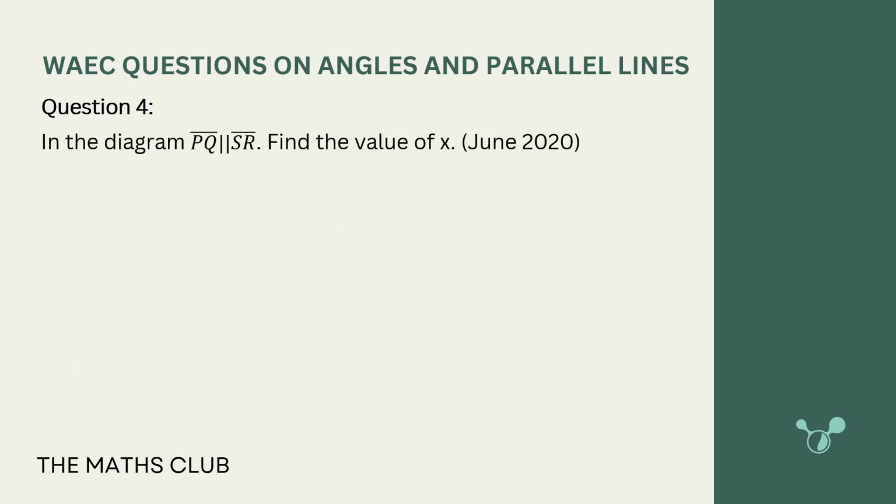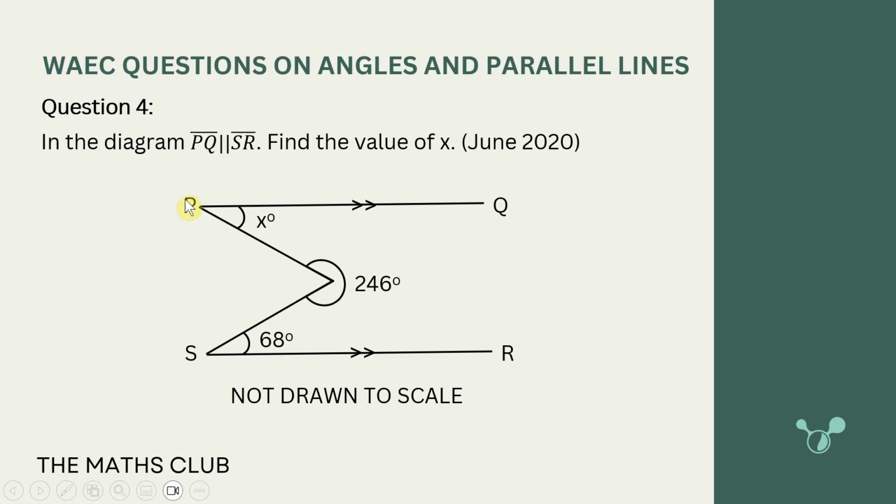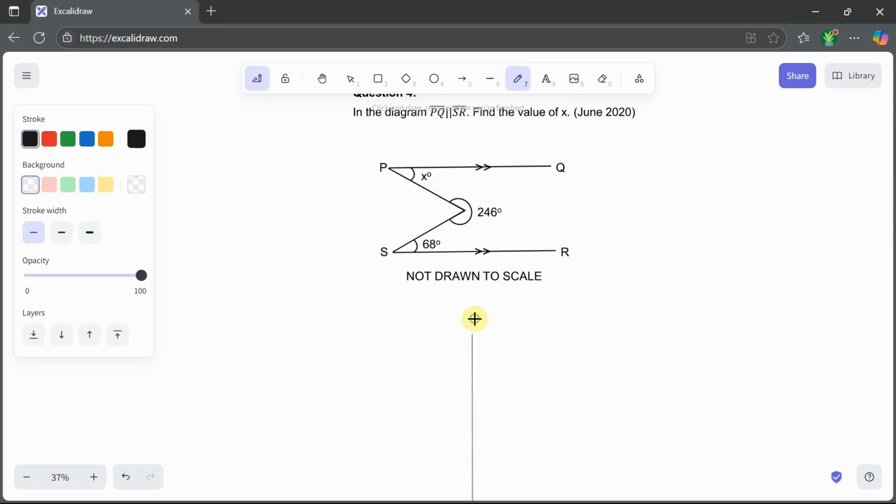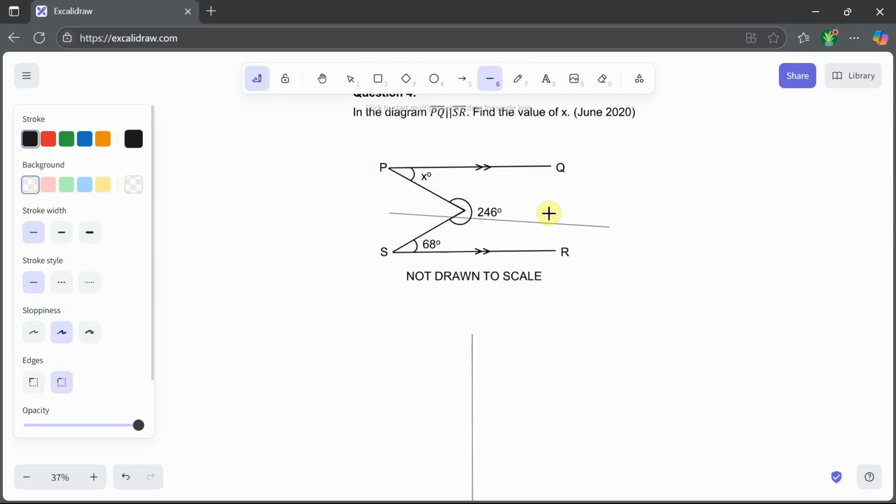Question 4 says that in the diagram, line PQ is parallel to line SR. Find the value of x. Taken from June 2020. Please pause the video and try this out yourself. Remember, when we have 3 points like this, I always just draw a third line. Like I said, you can make it dash, or you can make it something light, just to differentiate.